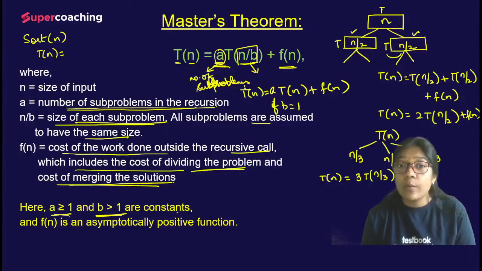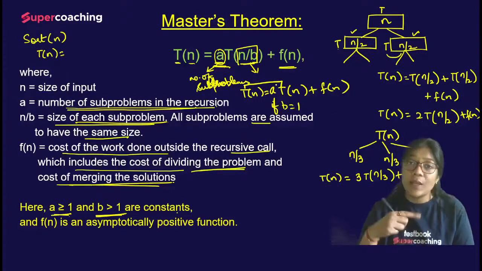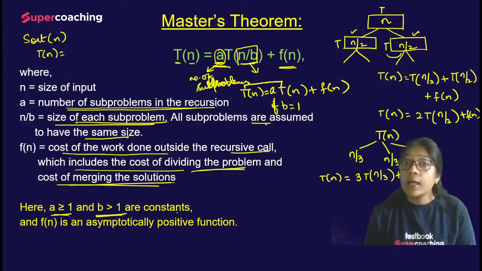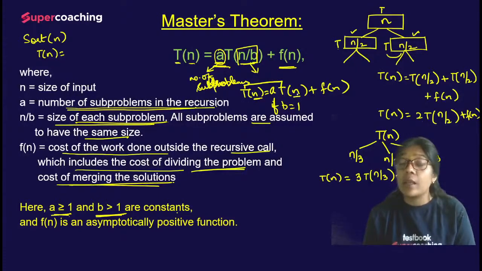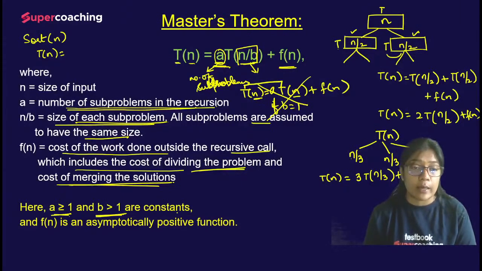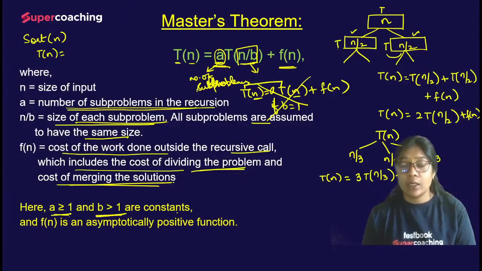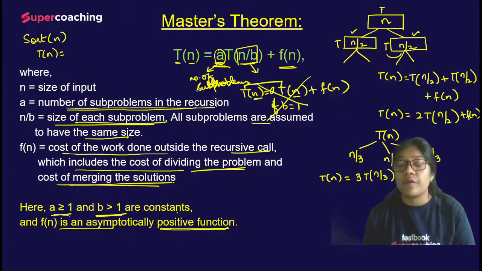And this is not a valid call because here the function is making a call to itself and the parameter value is the same. If the parameter value is the same, it will go into an infinite loop. So that's why B cannot be equal to 1 but A can be equal to 1. So A is greater than or equal to 1, B is greater than 1. These are constants and f of n is asymptotically some positive function. Then we can apply Master's theorem.